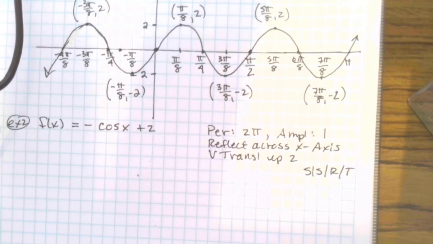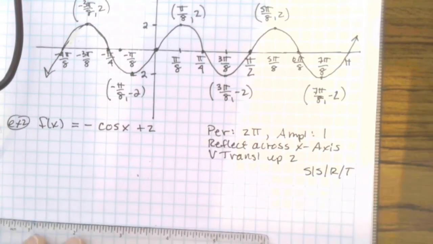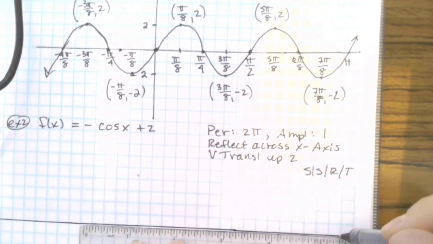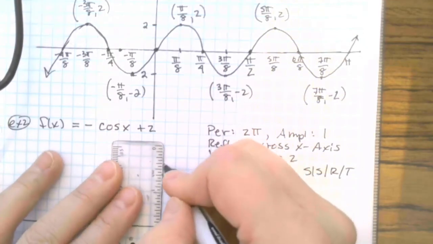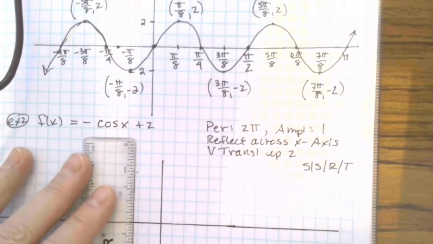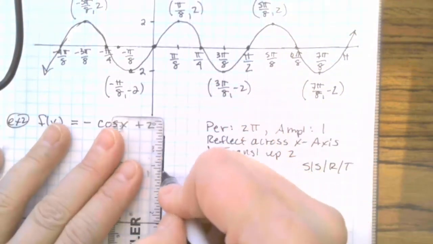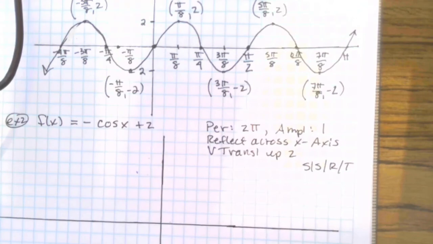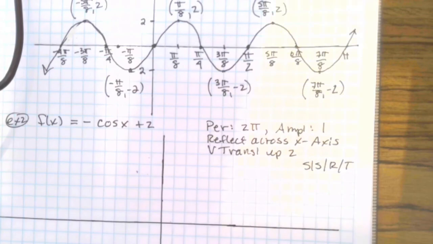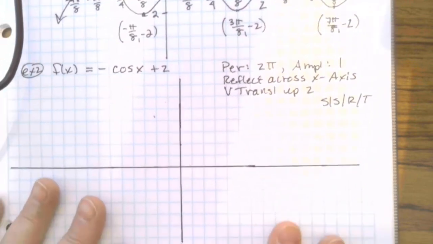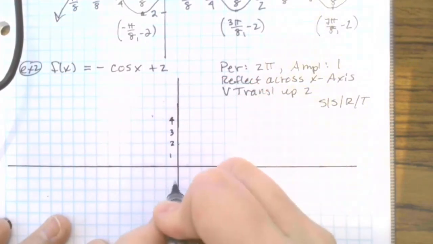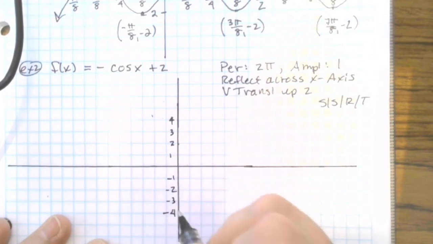Okay, so we're going to use the transformations to graph this. So I'm going to give myself a nice long line here to deal with. Oh, I should have dropped this down just a little bit, but we'll figure it out. Now we know we're going to be translating up 2, so we're going to need a scale that reflects that. So we're going to have 1, 2, 3, 4, -1, -2, -3, -4.